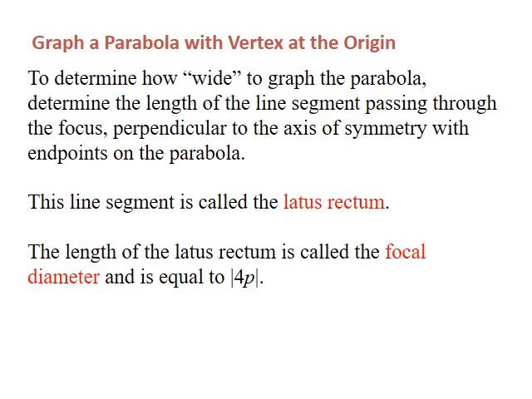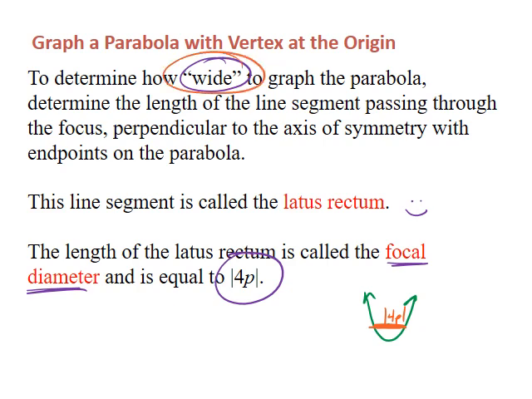Okay, so sometimes we want to determine how wide the parabola is going to be. And the way we figure this out is by a specific line segment called, this is always enjoyable, the latus rectum. Yes, I know. The length of the latus rectum is called the focal diameter, and the focal diameter is equal to the absolute value of 4p. So here would be the focus. This is the focal diameter. So this is the absolute value of 4p. This length will help us figure out how wide the parabola is.